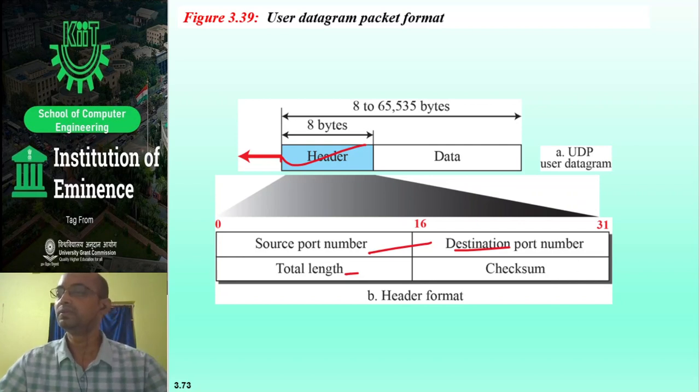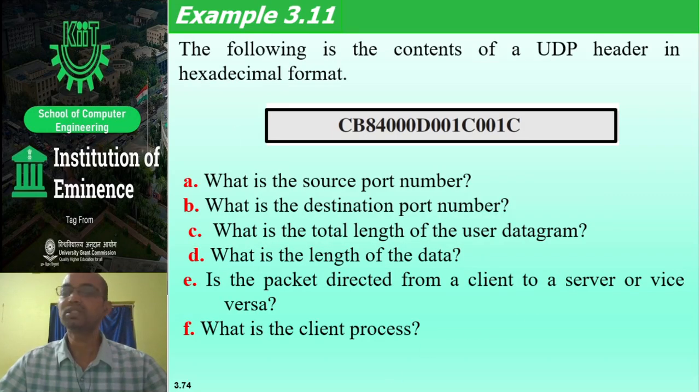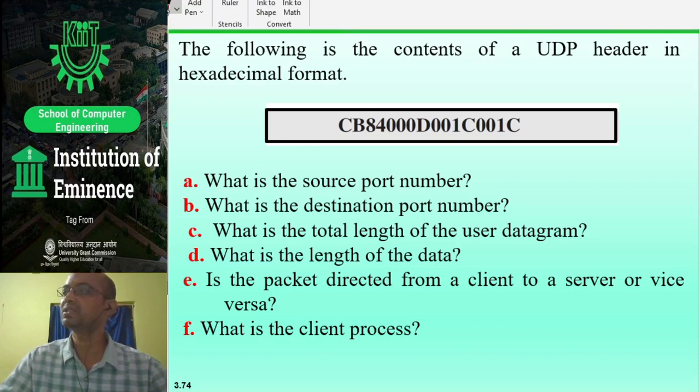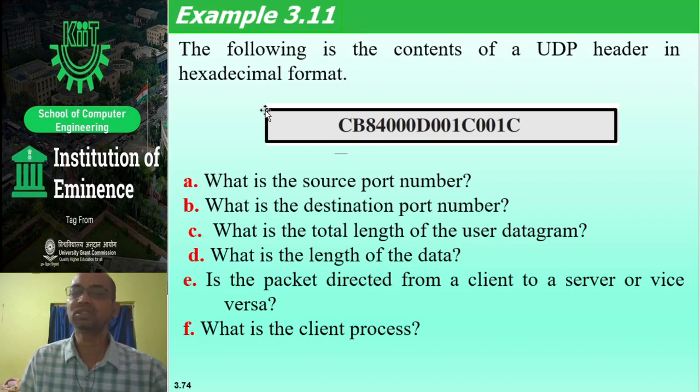Now let's start with a simple example. A typical header information related to UDP is given. The information is available in hexadecimal format. Sometimes somebody may ask what you interpret from this. If you remember the structure of UDP, the first two fields represent the source port number, and the next field represents the destination port number. In this example the source port number is CB, and the destination port number is 84. It is in hexadecimal format.